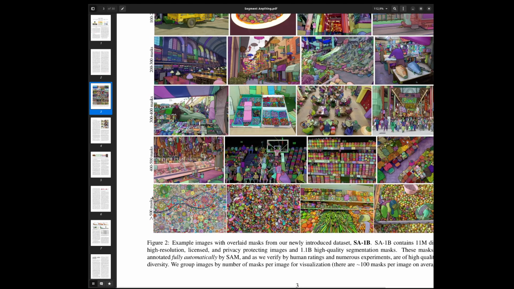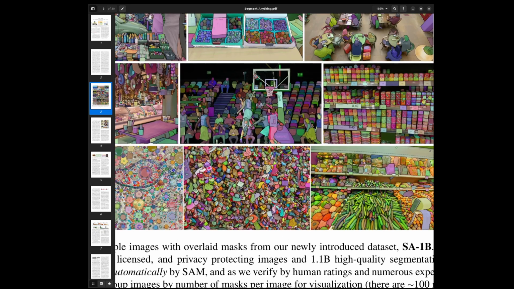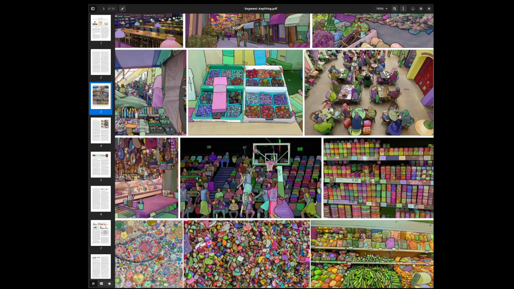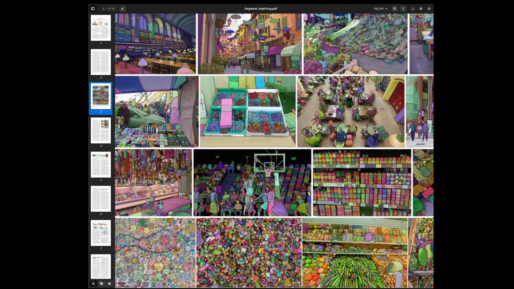Oh, so it's over 500 masks on a single image. So yeah, that's pretty crazy. Yeah, it is. That's so cool.